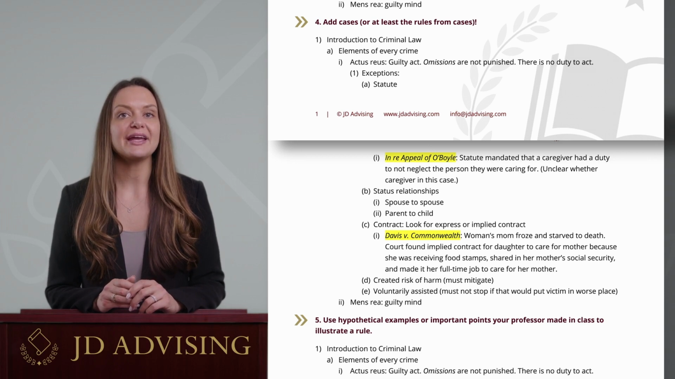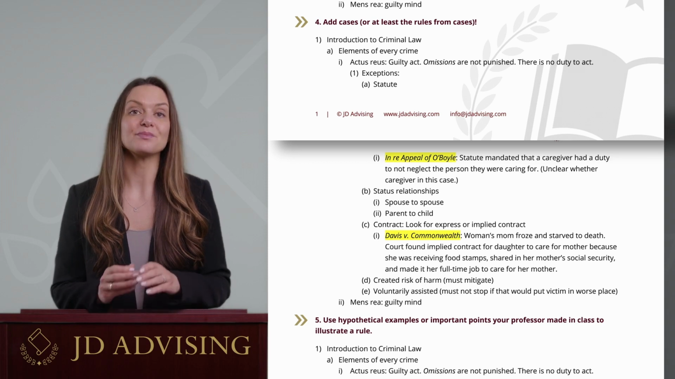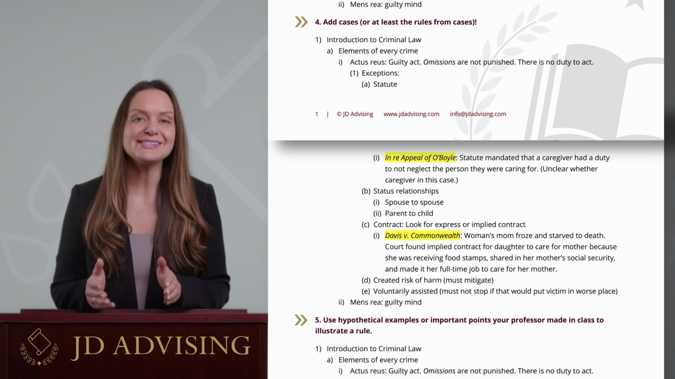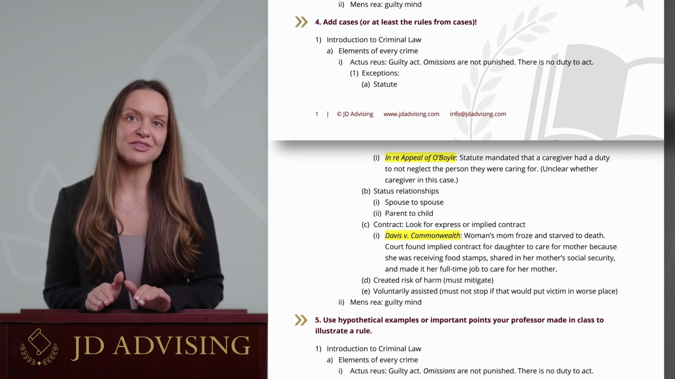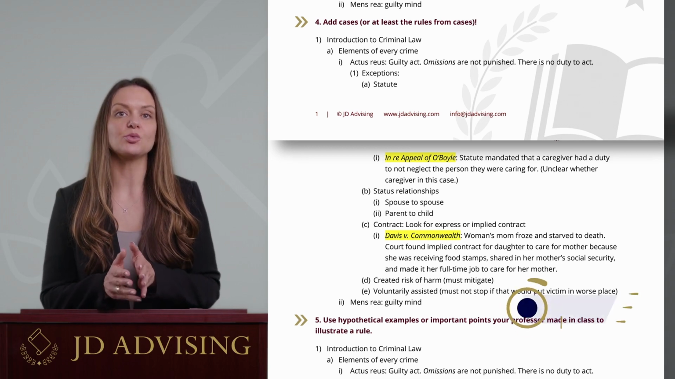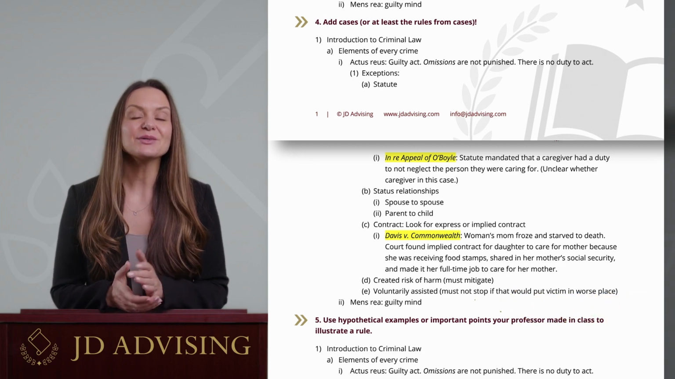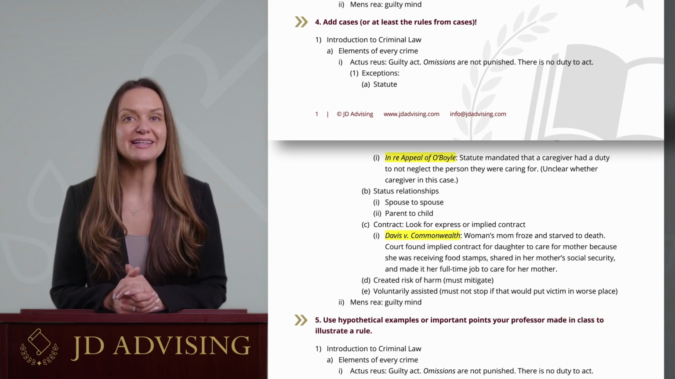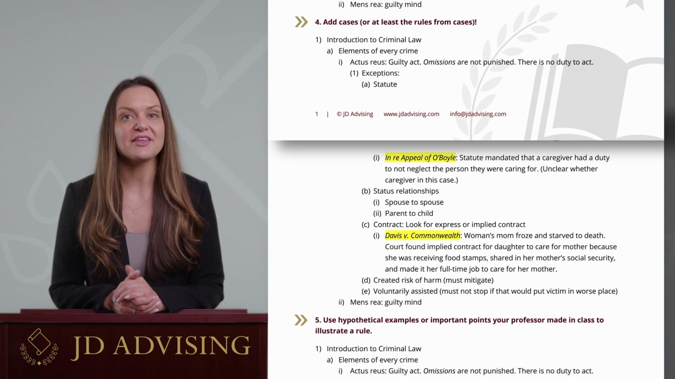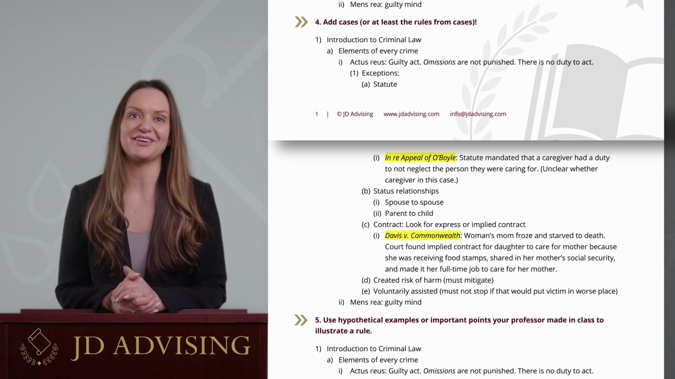We suggest you create a 1 to 2 sentence summary of the case and its rule into the outline. It's important that you're not inserting a whole case brief into your outline. That is not the point. Instead, you want to synthesize the material down into why it's important in only 1 or 2 sentences. Here, we've summarized it as a statute mandated that a caregiver had a duty to not neglect the person that they're caring for. But in this case, it was unclear whether she was a caregiver.